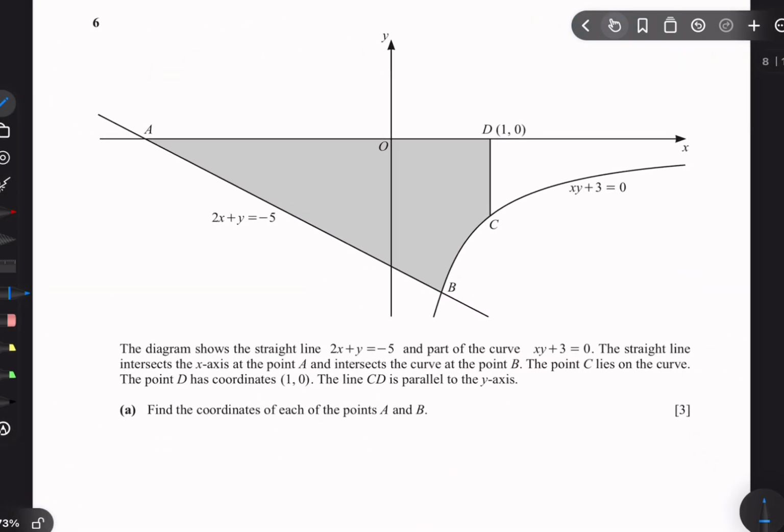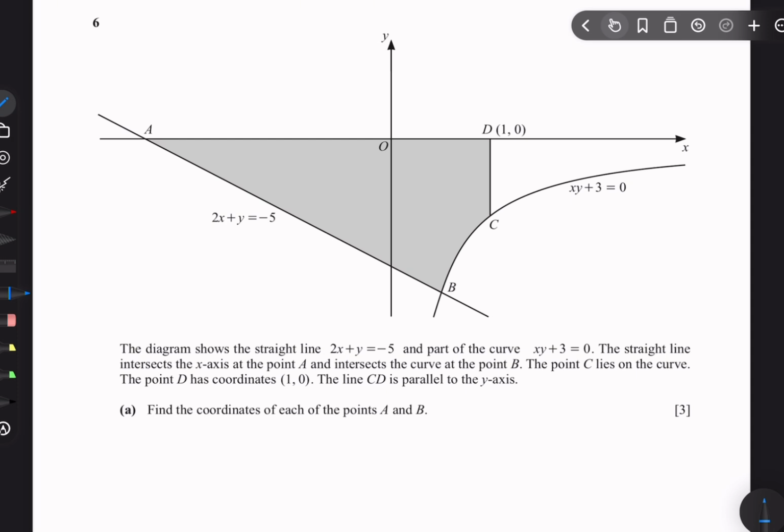Question 6. The diagram shows the straight line and part of the curve. The straight line intersects the x-axis at the point A and intersects the curve at the point B. The point C lies on the curve. The point D has coordinates (1, 0). The line CD is parallel to the y-axis.